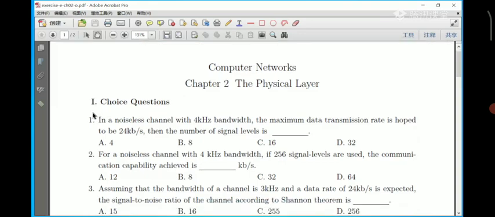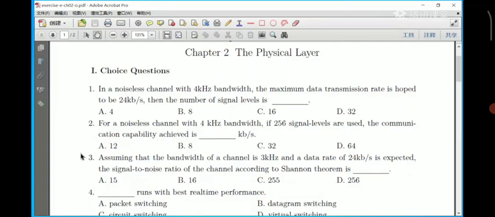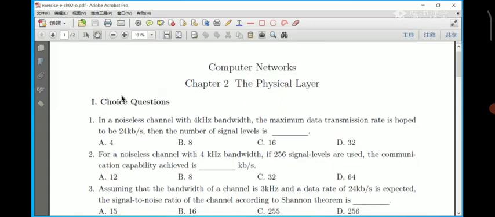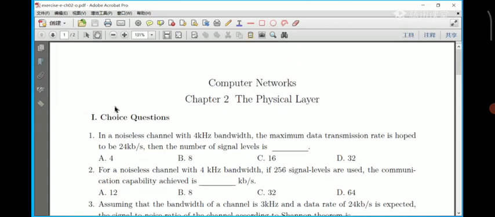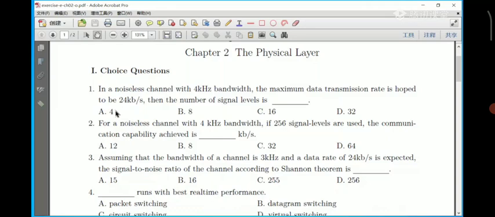Chapter 2, physical layer. So in the review PPT, I select some typical questions, but in the exercises we have many questions.